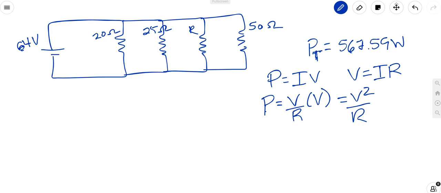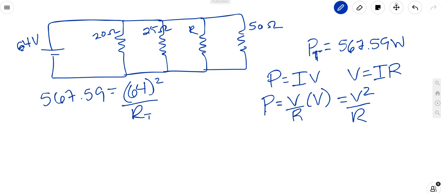So total power, which is 567.59, is equal to V squared, the total voltage, so 64 squared divided by total resistance. So the first thing we need to do is multiply each side by the total resistance and then divide by 567.59, and we solve for the total resistance. We will get a value of 7.216 ohms.